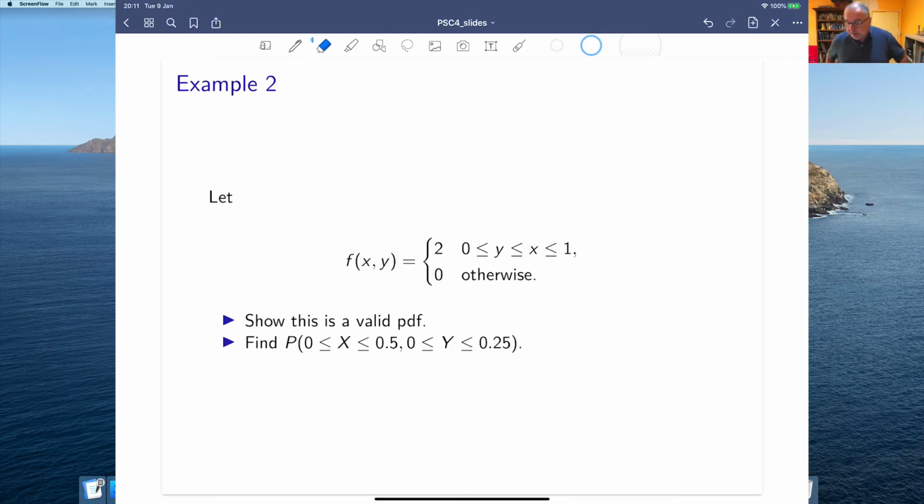Okay, so now we're going to look at example 2. And now we have a dependency. The key thing to note here is that now we have that y is less than or equal to x. So we need to show that this is a valid PDF, and also we're going to do a probability calculation.